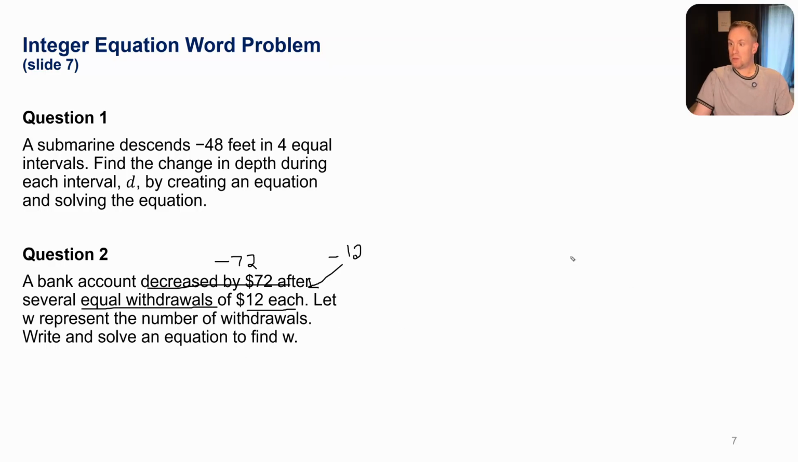So we're basically trying to determine how many withdrawals were actually made. Just to clarify what we know, the account decreased by 72. So the total change is negative 72. That would be the right side of our equation. Now, each withdrawal changes the account by negative 12. The W variable then represents the number of withdrawals. So this gives us the equation 12W equals negative 72. Our final step is to actually solve this equation.